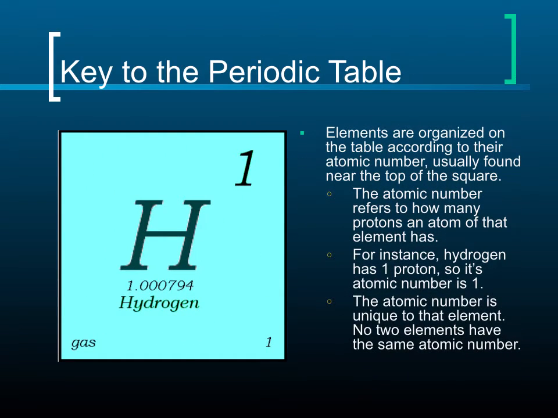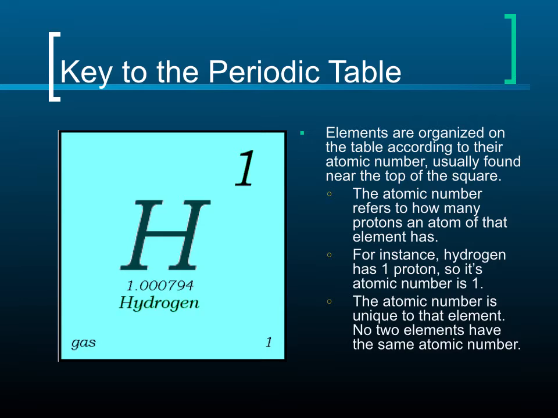Each element is going to have a square on the periodic table. Now, I don't want you to get in the habit of saying the top number and the bottom number because it's different on every periodic table that you will see. I want you to get used to saying the larger number and the smaller number in terms of the actual number itself. So 1 is smaller than 1.0007. Hydrogen is a particularly bad example because its mass is 1 and its atomic number is 1.